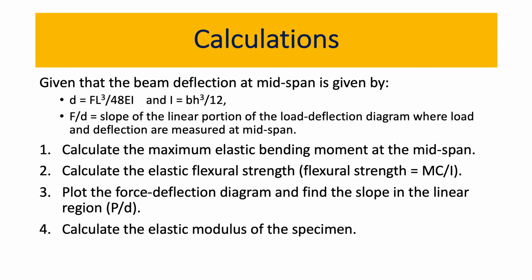You were given the following information, that the deflection at the mid-span is force multiplied by the length cubed divided by 48 times the elastic modulus multiplied by the moment of inertia. The moment of inertia for our rectangular specimen, you can find this from textbooks or online. It's B, which is the width, multiplied by H, which is the height, the thickness of our specimen, to the power 3 and divided by 12. So in our specimen, you have length, width, and thickness. You will use the width and thickness according to this formula to get the moment of inertia.